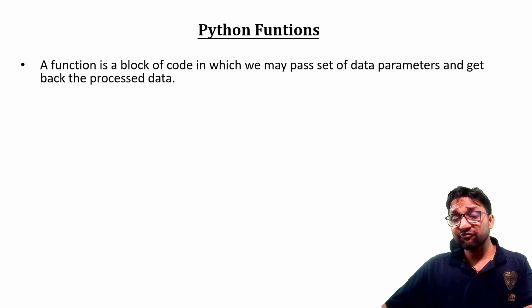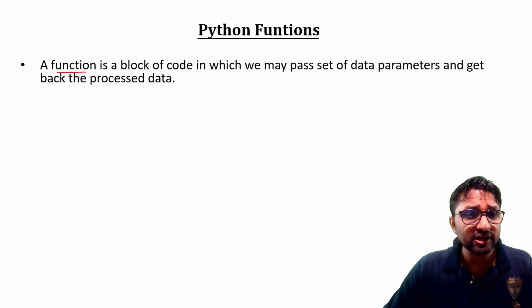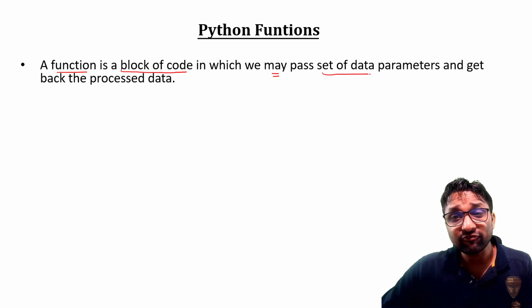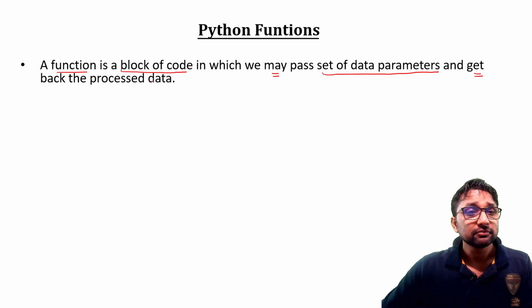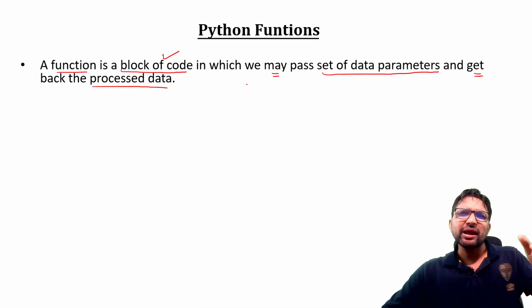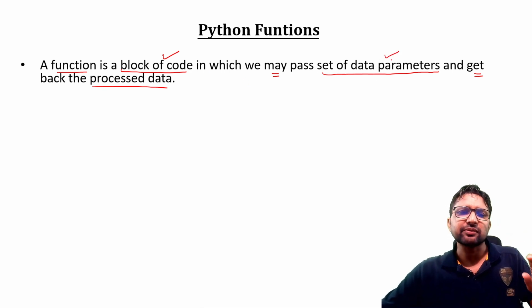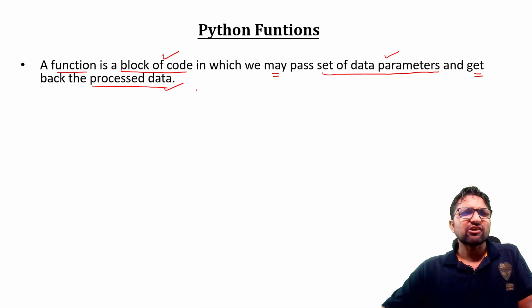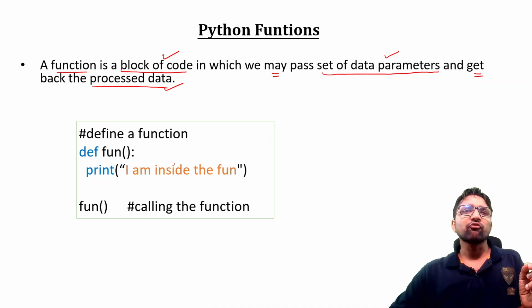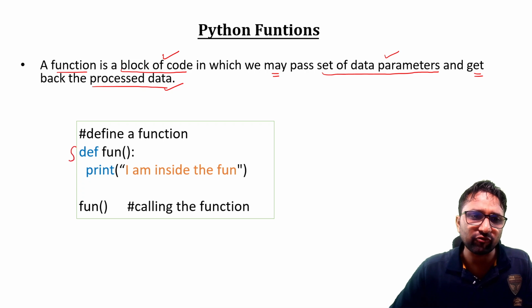Here is the definition of the function. A function is a block of code in which we may pass a set of data parameters and get back the processed data. Passing the parameter is not compulsory, but still we can pass the parameters and that will process our data and give us the processed data back. So this is a function, that's it. Here is the example code of the function, how we define a function and how we call a function. Here we write the code for defining a function and here we write the code for calling the function.